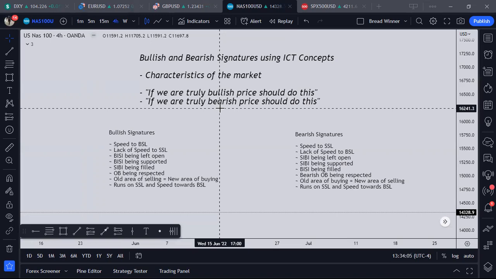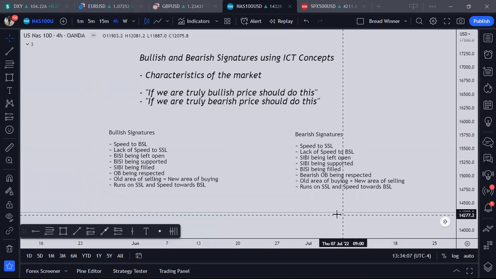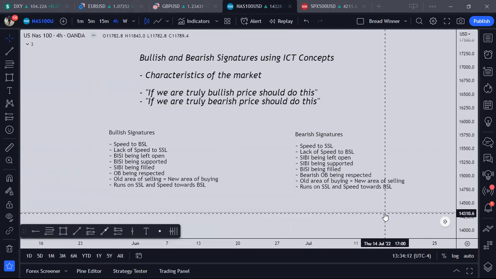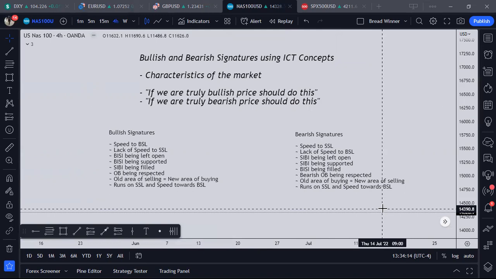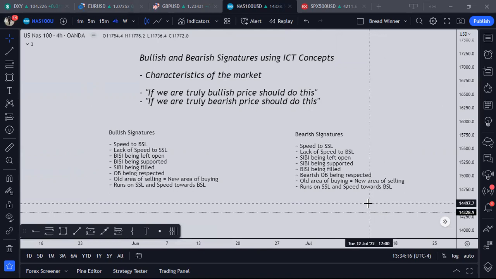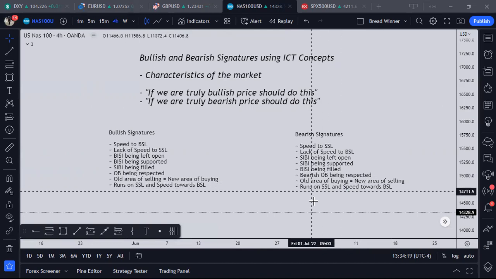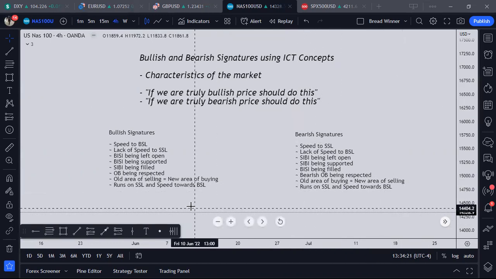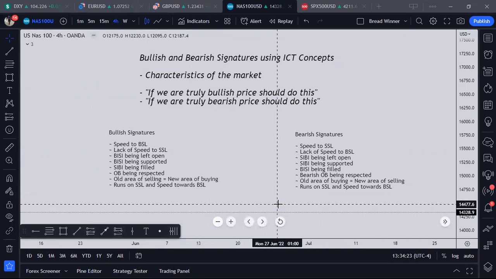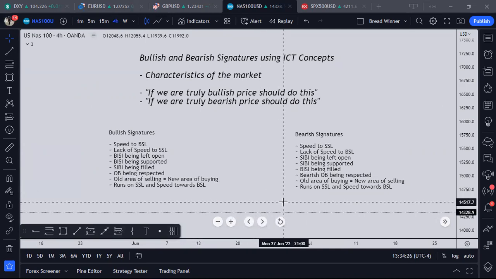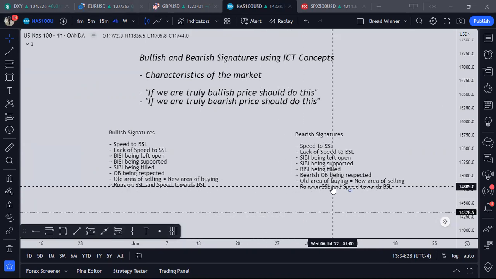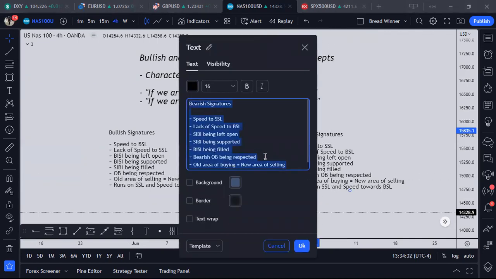Now, all of that is taken over to bearish signatures here. So it's the same thing: speed to sell side liquidity, lack of speed to buy side, SIBIs being left open, SIBIs being supported, BISIs being filled, bearish order blocks being respected, old areas of buying equals new areas of selling. I'll show you what that looks like. And then runs on buy side liquidity, with speed towards sell side. Let me go ahead and fix that real quick. So I'll go ahead and show you guys exactly, in the charts, what that looks like.